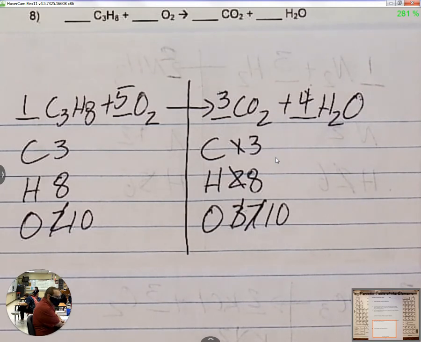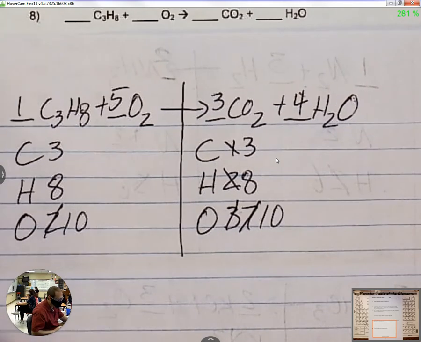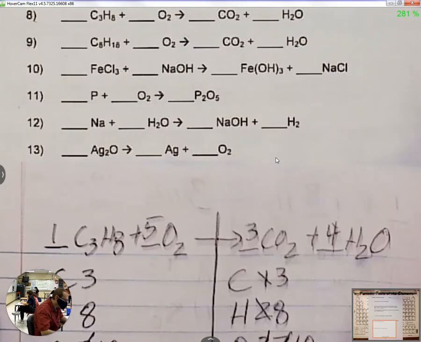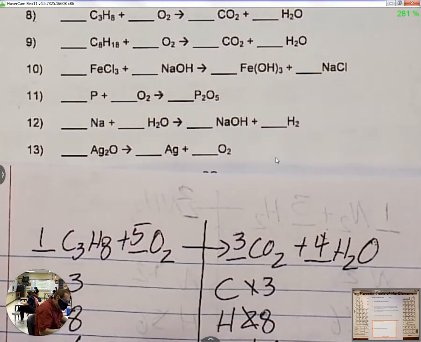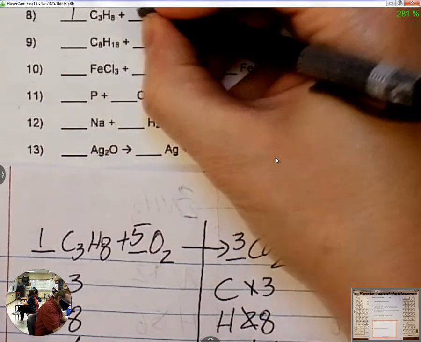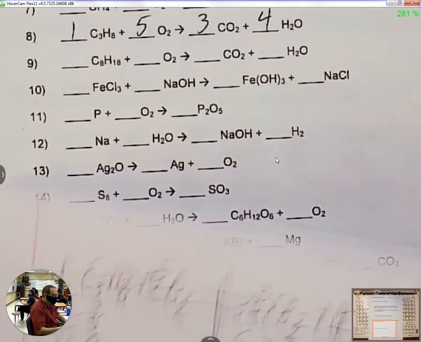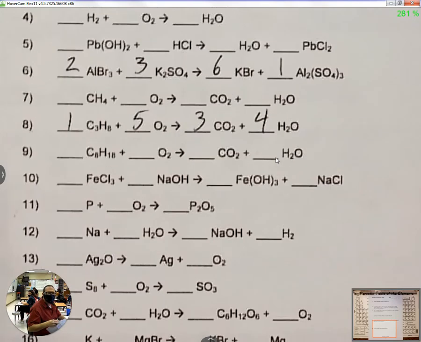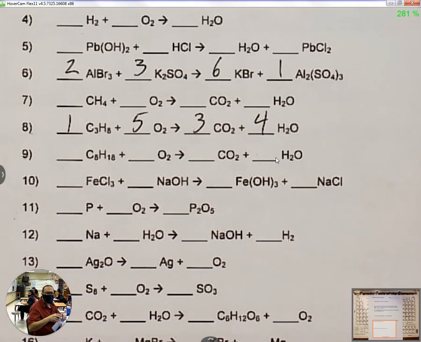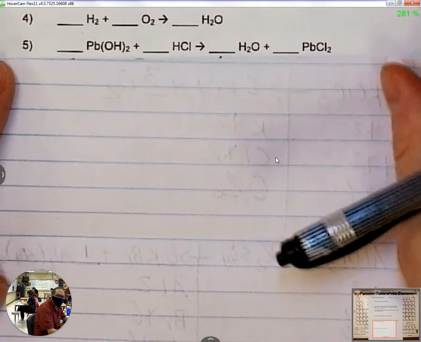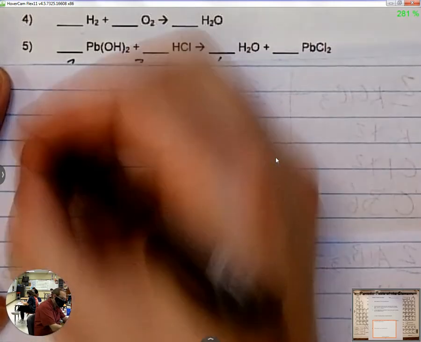Let's look at a few that might be, well, let's go back up to number 5. Oh, let me get my answer on here real quick. That was 1534. Okay, so problem number 5, we've got PbOH2 plus HCl yields H2O plus PbCl2. So we'll start like we always start by copying down our equation just like it's written.